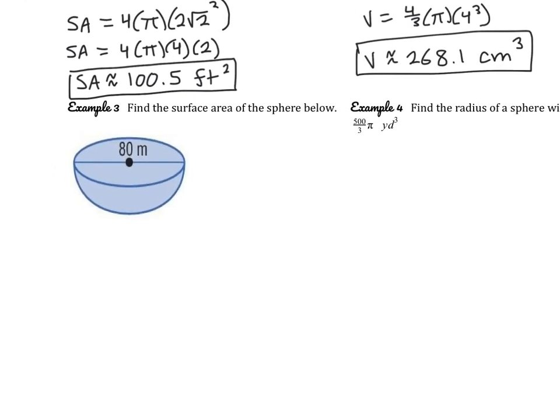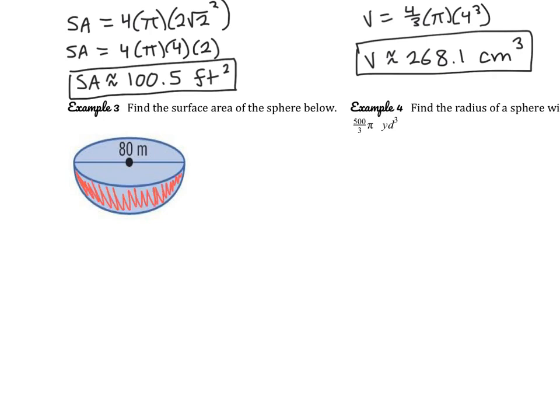Okay, let's try example 3. Here we're asked to find the surface area of this sphere below, which is actually only half of a sphere. So strategy-wise, we'd find the surface area as if it were a whole sphere. And then, of course, we'll divide that by 2, but that would only cover the portion that's on the outside.